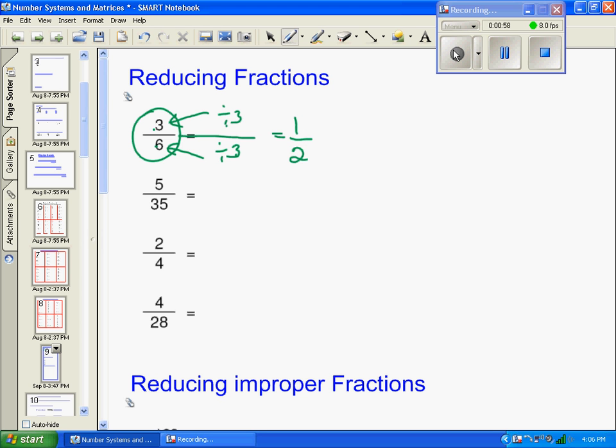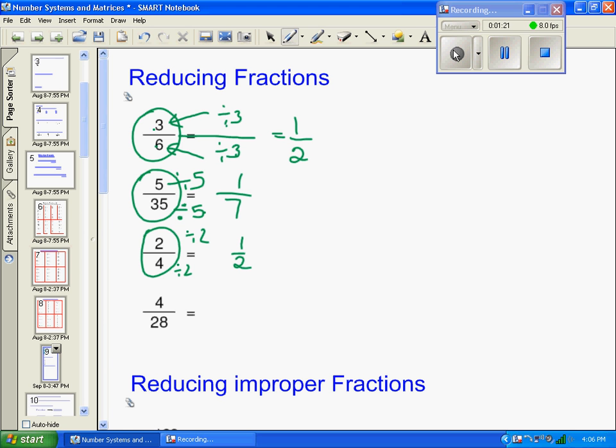5 over 35, well, you look for a number that's a common multiple to each. We could divide the numerator by 5, divide the denominator by 5. 5 divided by 5 is 1. 35 over 5 gives 7. 2 over 4, some pretty easy numbers here. Divide by 2, divide by 2. You get 1 half again.